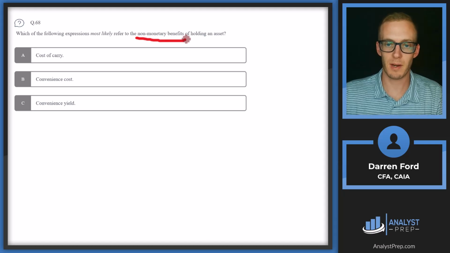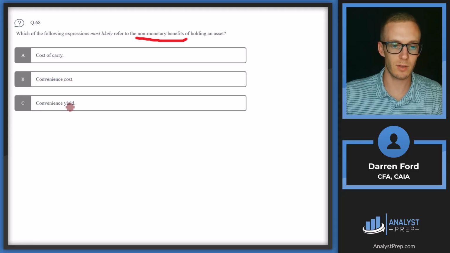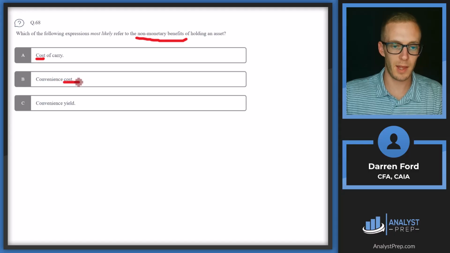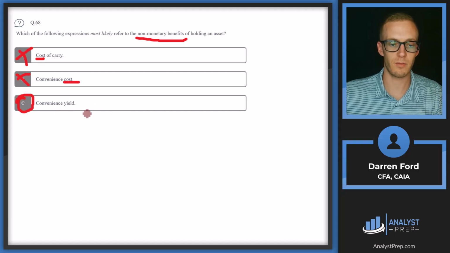So non-monetary benefits of holding an asset. A, cost of carry, B, convenience cost, or C, convenience yield. So looking at the wording of these right off the bat, I think we can rule out A and B since we've got costs. If these are benefits, then we wouldn't want to have costs associated with those. So we can rule out A and B right away, and we're going to go with the answer C, convenience yield. And essentially, convenience yield is kind of the benefits of holding the asset versus the futures contract.